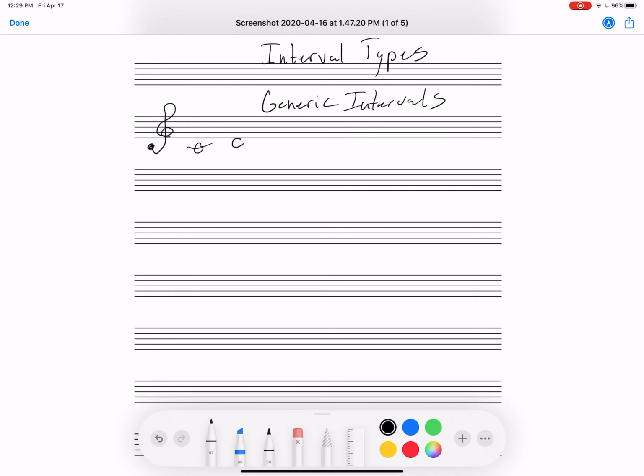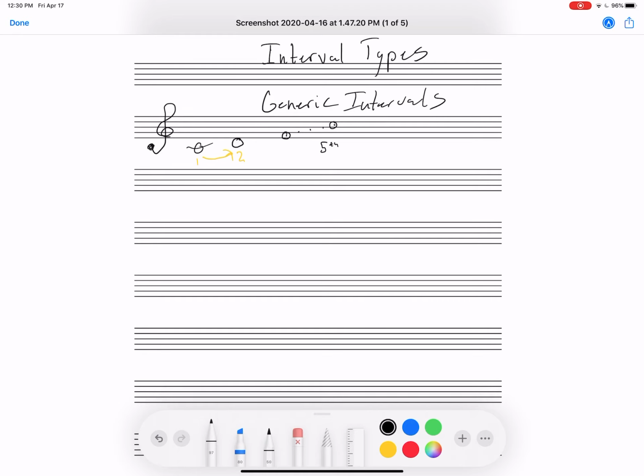So for example, from C to D, I'm going to begin counting by my C being 1. When you count your intervals, you always want to start with the note you're beginning with, and then count the next note as your next number. So this would be 2. We call that a generic second, or just a second. Say we were going from F to C. Then we'd have 1, 2, 3, 4, 5. So that would be a generic fifth.